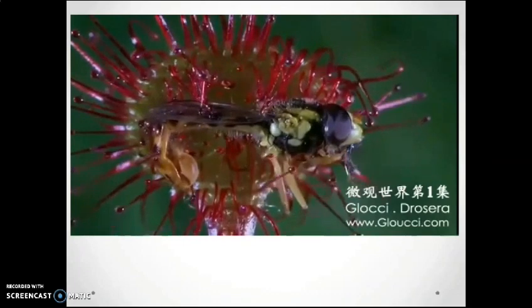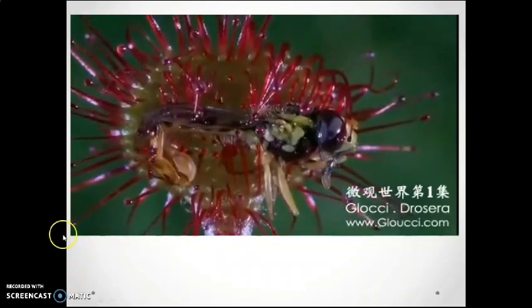And this is called structural adaptation.